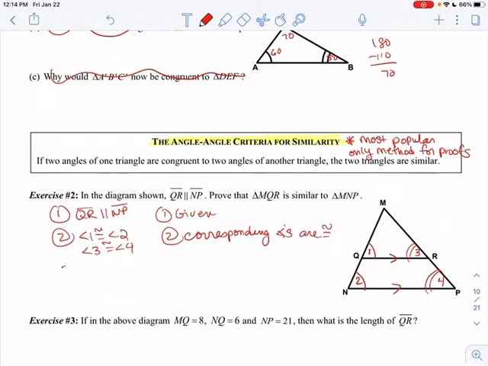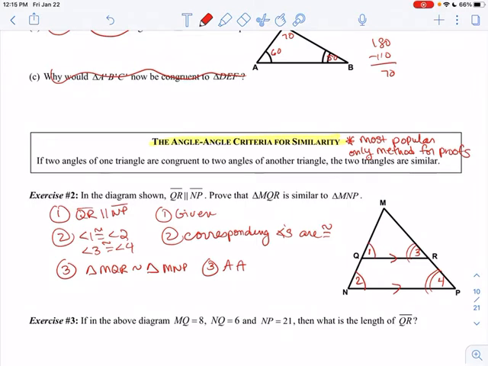And I'm trying to prove that the triangles are similar. So I got triangle MQR, which is the smaller one. You basically have a triangle within a triangle. It is similar to triangle MNP. That's the bigger one. And why are they similar? Angle-angle. Okay, they have two angles of one triangle congruent to two angles of the other triangle.